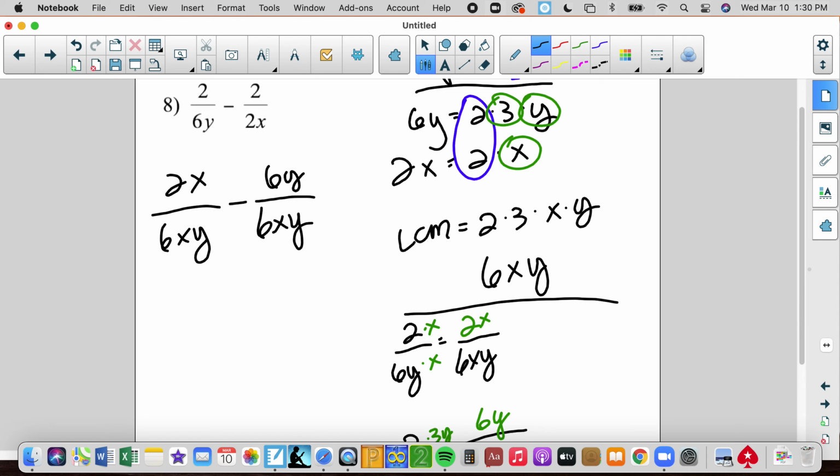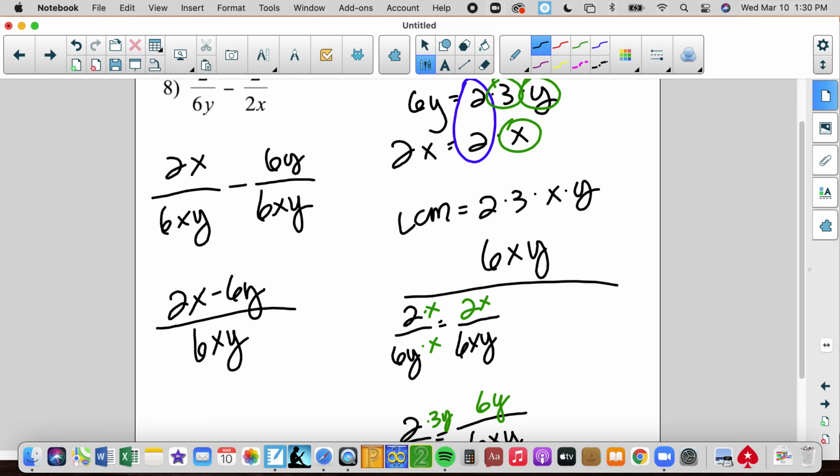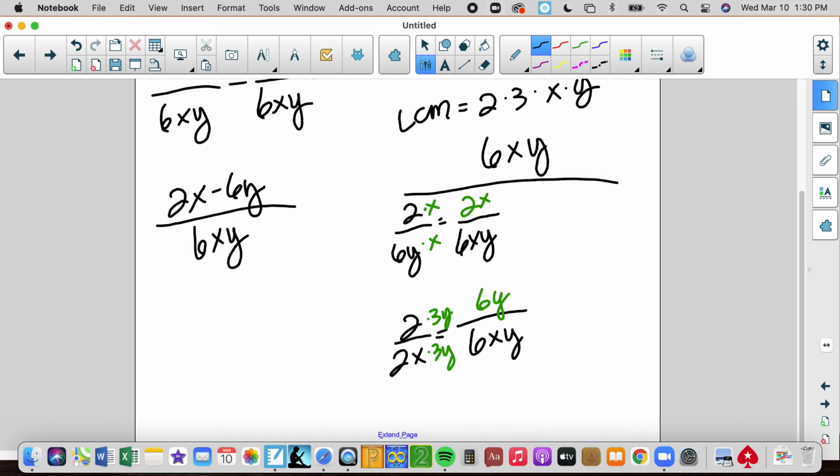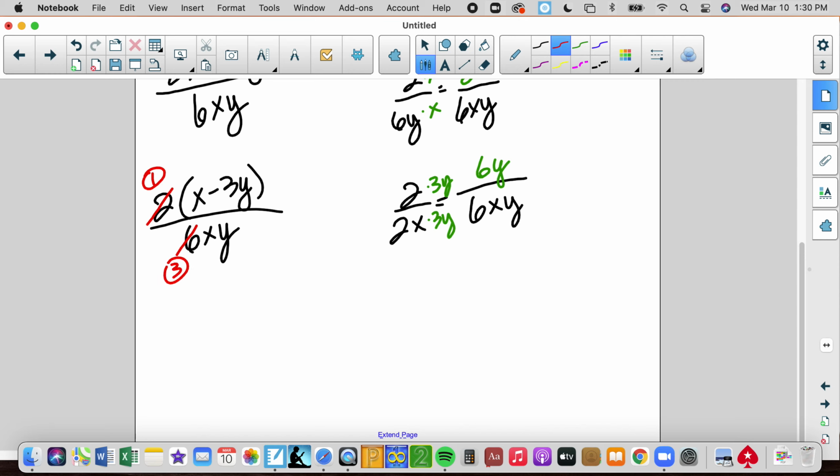Now we have like denominators, so we can combine them in the same numerator. Can I factor anything out? Yeah, they both have a 2 as a factor, so I can factor out the 2, and that gives me x minus 3y over 6xy. Now I can cancel this 2 with this 6. 2 goes into 2 once, 2 goes into 6 3 times. So that leaves me with x minus 3y over 3xy.